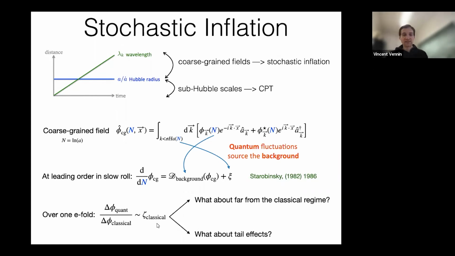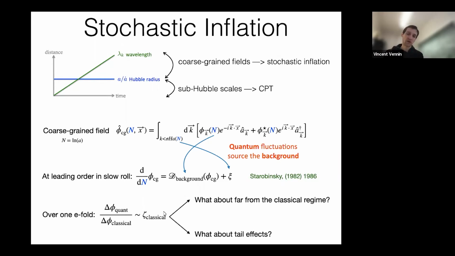However, there are two things which might make the simple argument not universal. The first one is that it is derived using a classical calculation. So if you're far from the classical regime, you cannot trust this estimate at all. And indeed, I will show cases where stochastic effects strongly dominate. So this ratio is basically large, but still the curvature perturbation is small. And the reason is that this relationship, again, assumes that stochastic effects are small from the beginning.